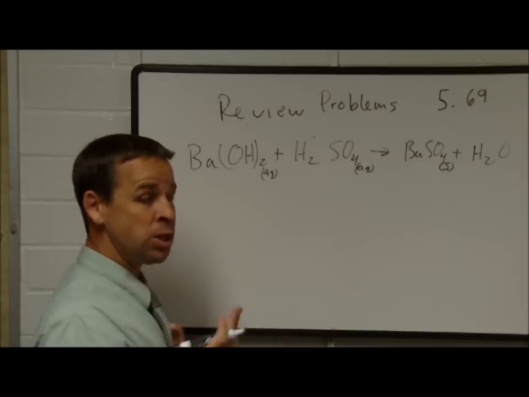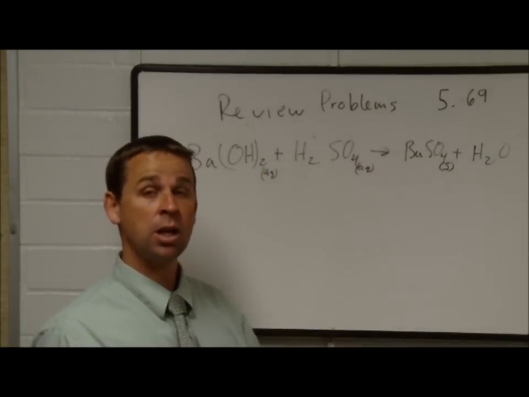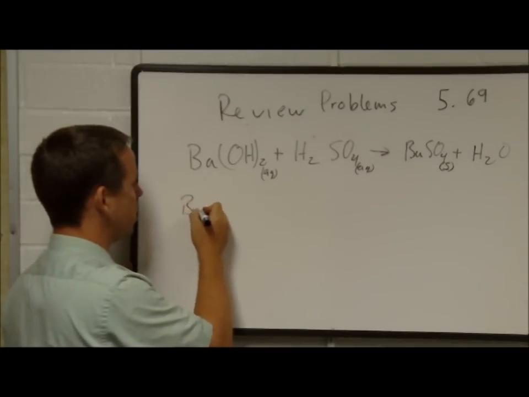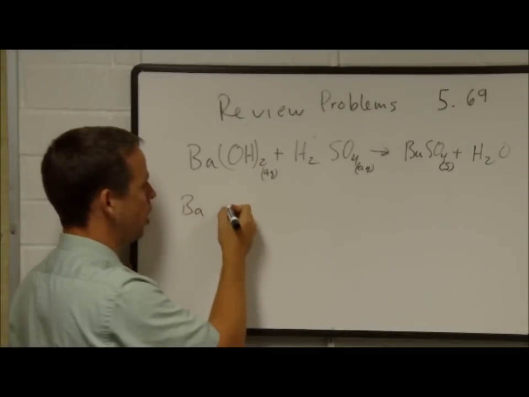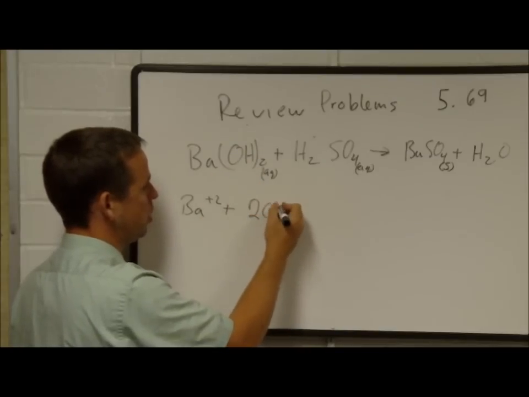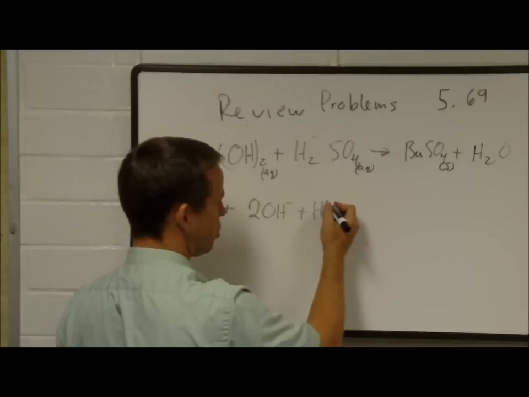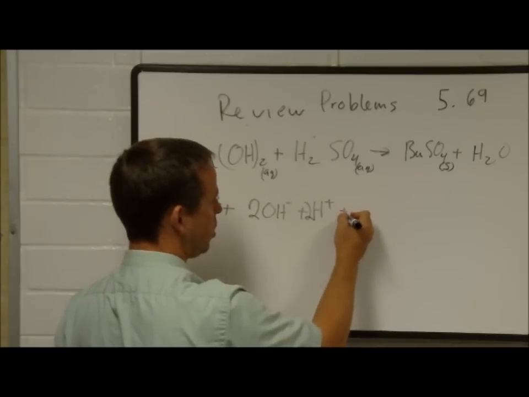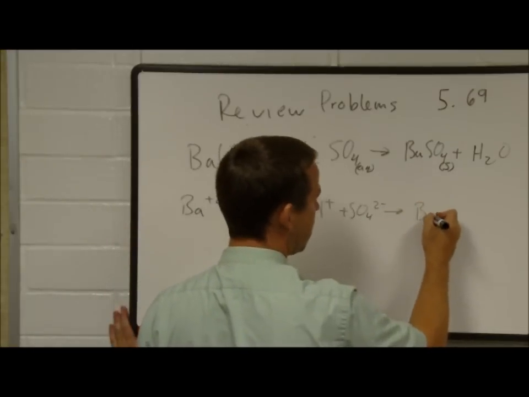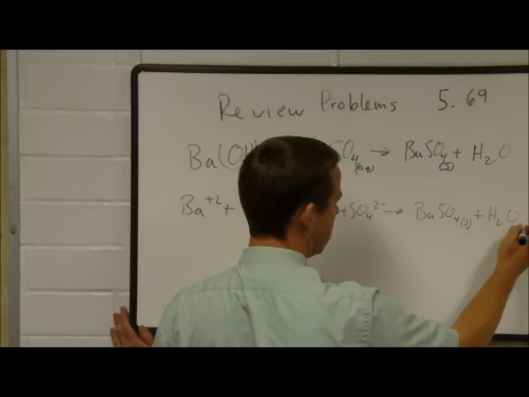So the way to answer the question in terms of conductivity is to look at the ionic equation, because conductivity is due to the number of ions that are in solution. So barium hydroxide is ionic as well, and it's soluble, therefore in water it's going to have one barium ion. We're going to have two OH minus ions. The acid is a strong acid, so we're going to have two H pluses and one SO4 2 minus ion. And on this side, we're going to have barium sulfate, solid, and water, liquid.